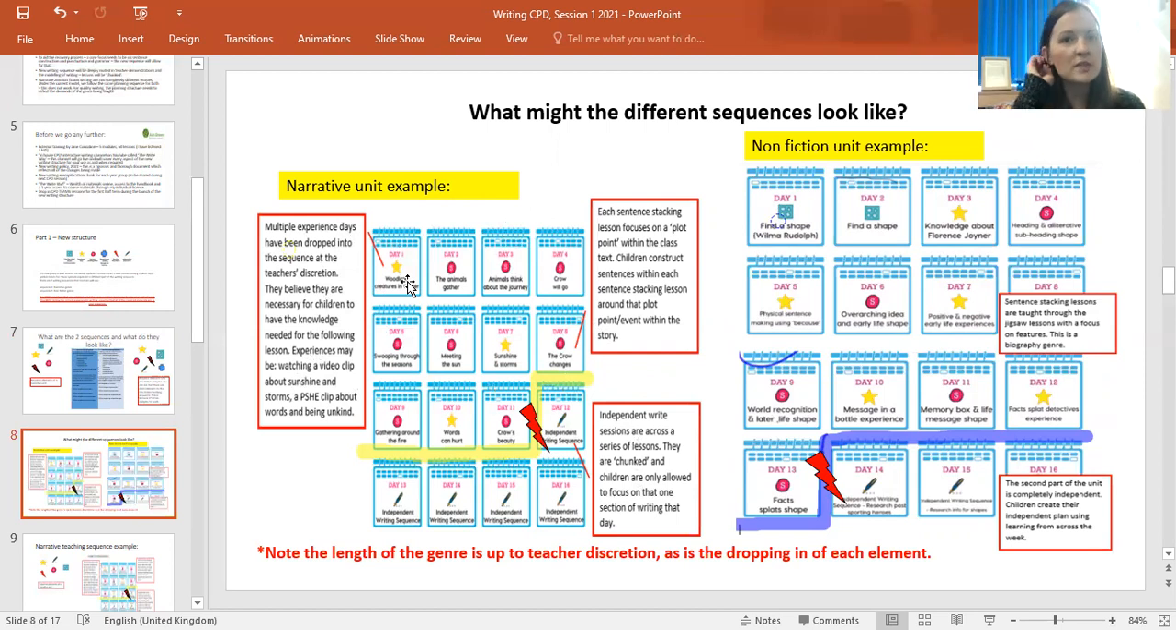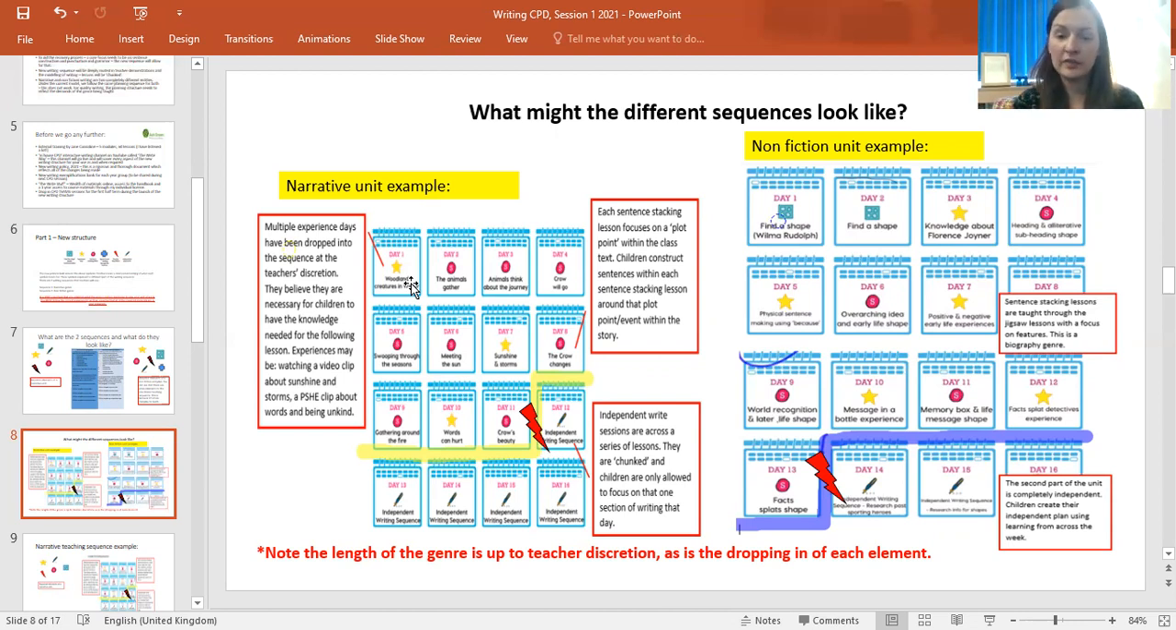Now, I'd like to make a point of saying, if this was a character description, let's go with the character description, I'd provide children with a character description on that first day. But then, if I was writing about the wolf in the Three Little Pigs, and my children needed some sort of experience to know what the appearance of wolves is, what the behaviour of wolves is, what the personality of a wolf is, if they haven't got that knowledge, I might choose before my sentence stacking lessons to drop that experience in. So in that lesson, children are going to research all about wolves, because anything they research in this lesson can be used over the coming days for the different paragraphs that they're going to write, okay?